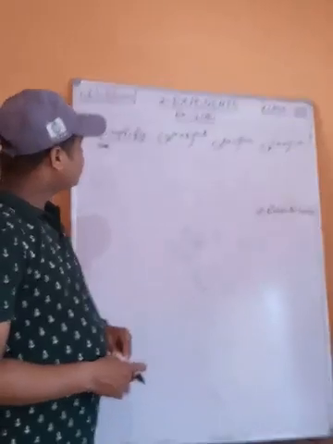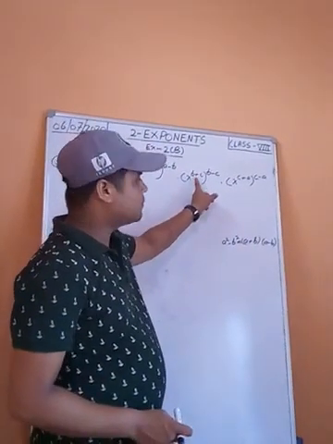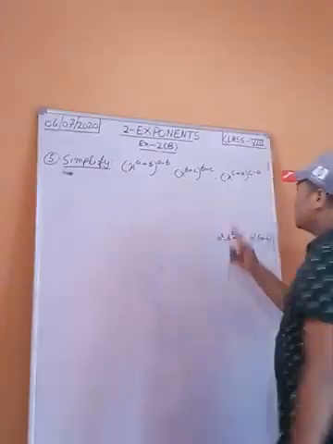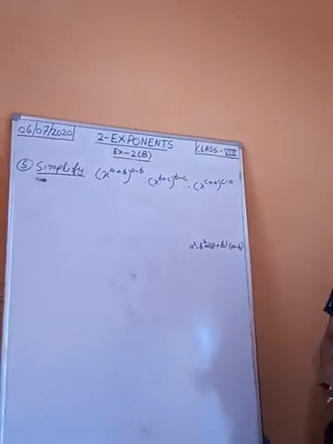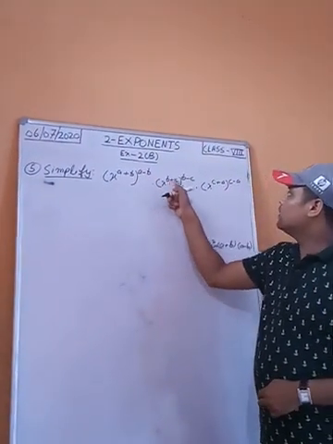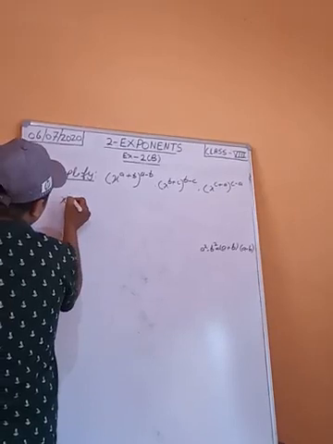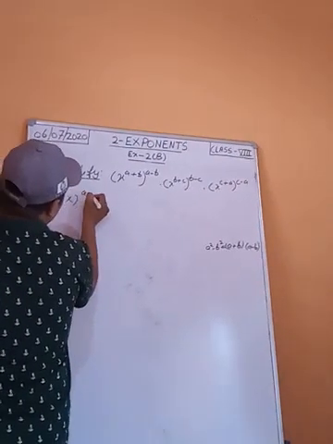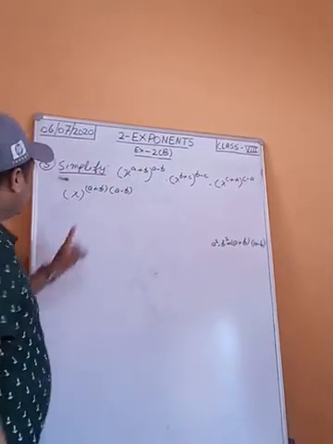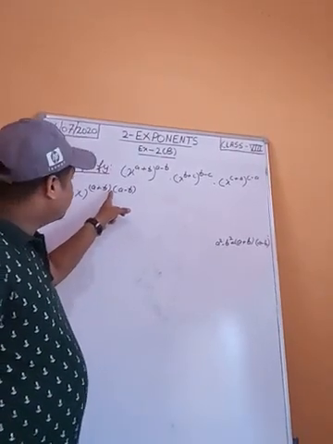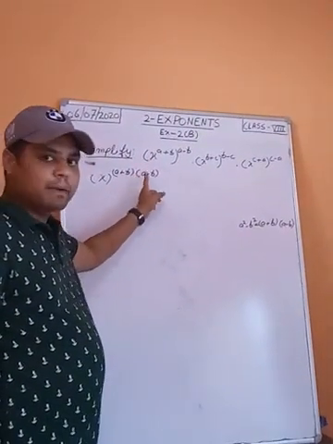Simplify: x raised to the power a plus b, then whole power a minus b, multiplied by x raised to the power b plus c, whole power b minus c, multiplied by x raised to the power c plus a, then whole power c minus a. So first we will multiply these two powers, then these two powers, then these two powers. See how we will multiply. x raised to the power a plus b inside the bracket, then a minus b. As you already know, if there is no sign between the brackets it means multiply. a plus b multiplied by a minus b.